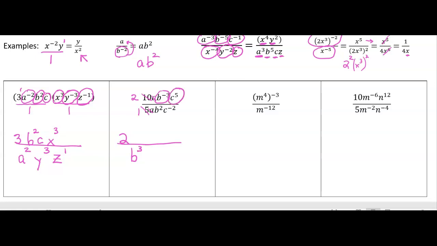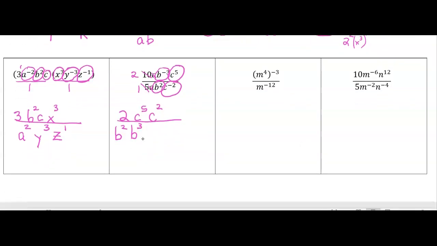The c to the 5th, it likes it in the top. Leave it up there in the top. C to the 5th, it's going to stay in the top. Now let's go to the bottom. B to the 2, it's happy down there. Just leave it down there. B to the positive 2. And C to the negative 2, it doesn't like it in the bottom. Bring it up. It becomes C to the positive 2.